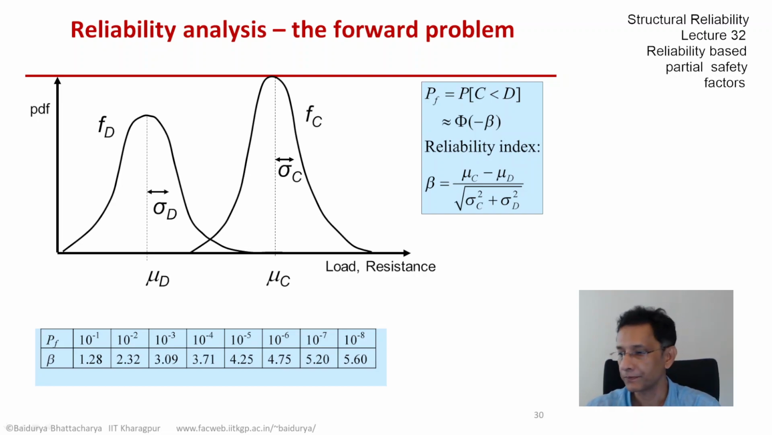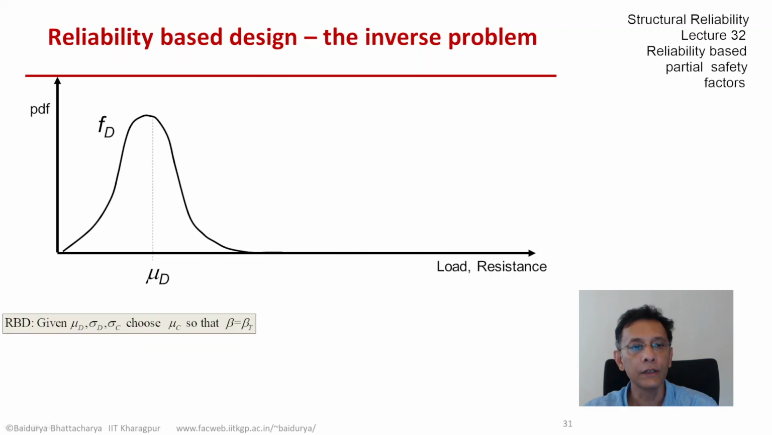The inverse problem is when things become more interesting, and this is the statement of the inverse problem. We have been given a load, so I have not changed the distribution of the load. It's unchanged from the previous slide, but now the distribution of C is missing, because that is what we need to find out. And so the reliability based design inverse problem is: given mu D, sigma D and sigma C, choose the unknown mean of C so that beta equals beta target.